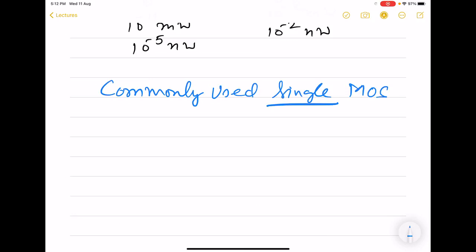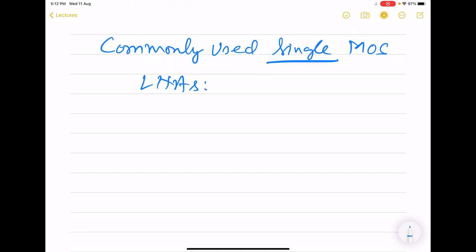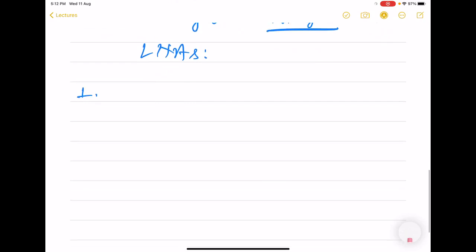So keep in mind, we are going to talk about the LNAs using only one MOS. Later on, we will consider multiple MOS LNAs or amplifiers also. So there are four of such LNAs. The first one is called resistively terminated LNA.